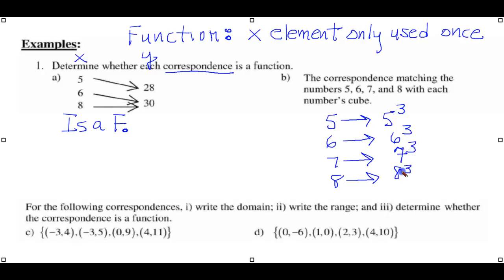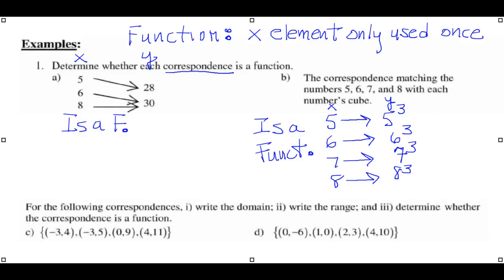and now we've made a picture of it to help us better understand it. Are the X elements, which is the first column, only used once in regard to the second column, the Y elements? And the answer is yes. So this also is, I guess I have too many I's there. So this correspondence is a function.